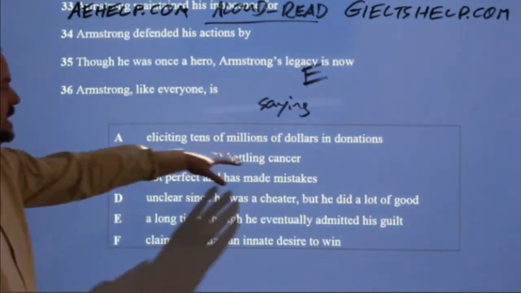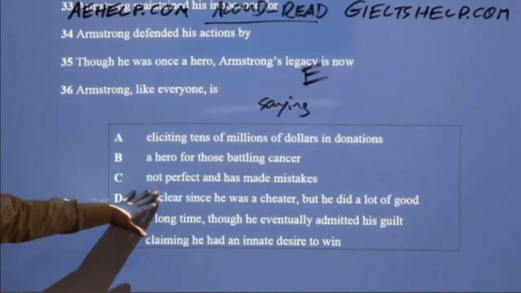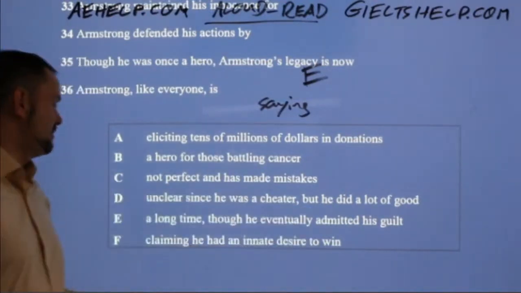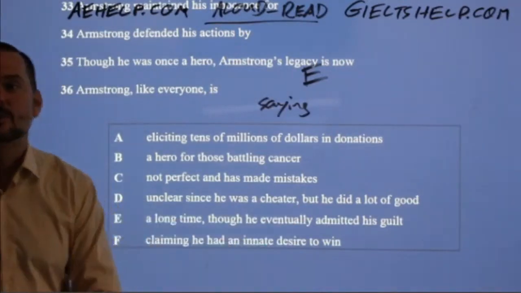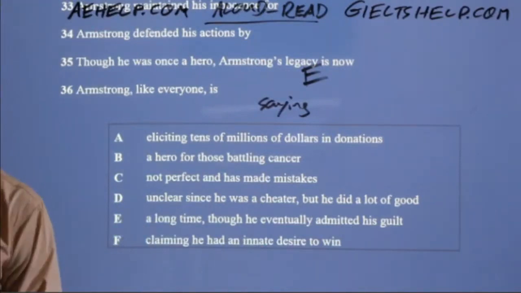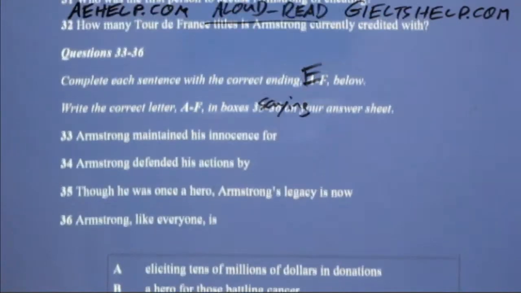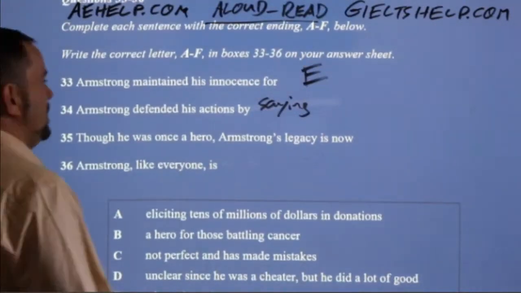So, eliciting tens of millions of dollars, a hero for those battling cancer, not perfect and has made mistakes, unclear since he was a cheater, but he did it for good, a long time, claiming he had an innate desire to win. Yeah, F. Claiming that he really wanted to win. He's like, I gotta win, I gotta win, I gotta win. Saying that he's gotta win.